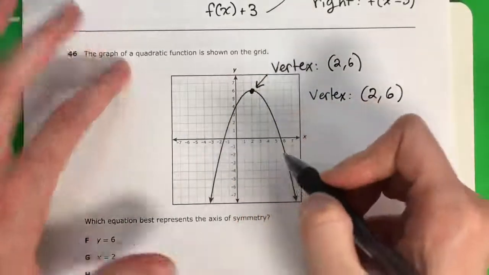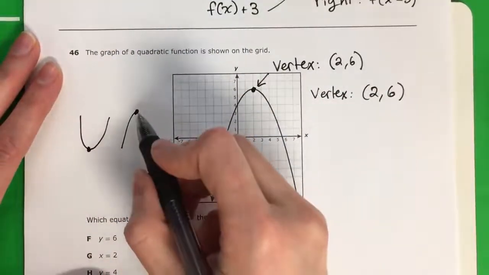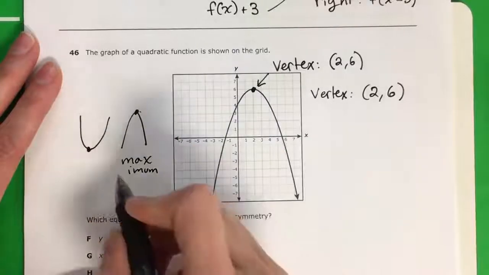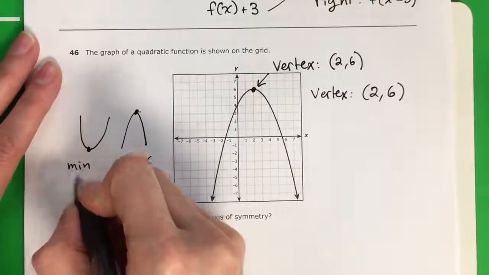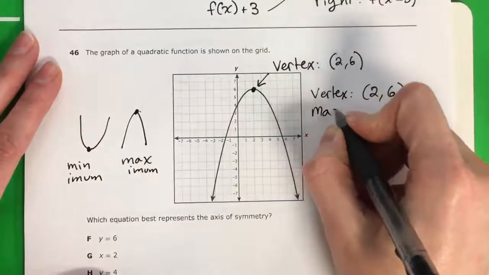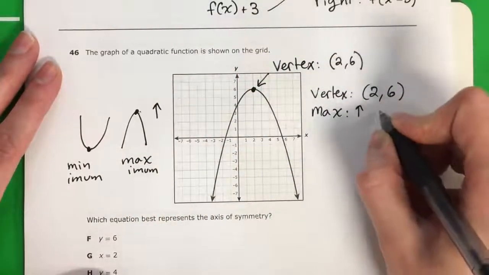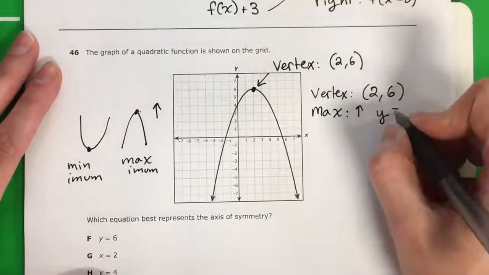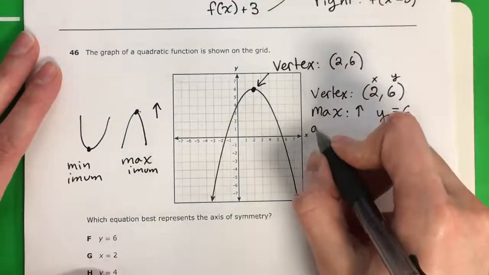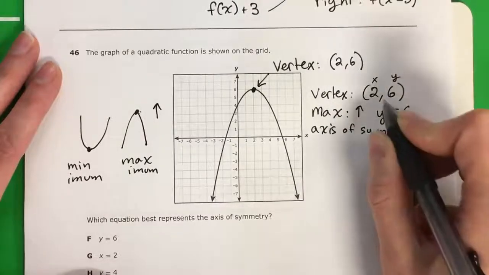Is this a minimum or a maximum? Well, let me just remind you. If you have the point up like this, that's a maximum. If you have the point down like this, that's a minimum. So this is a maximum. I'll put max. Maximum means the point is up. Up means y. It's a direction for y. So y is the 6. Y equals 6. Now the axis of symmetry. The axis of symmetry is x, so x equals 2.